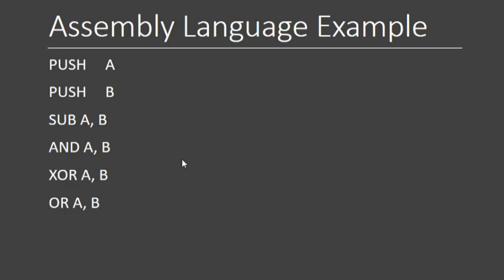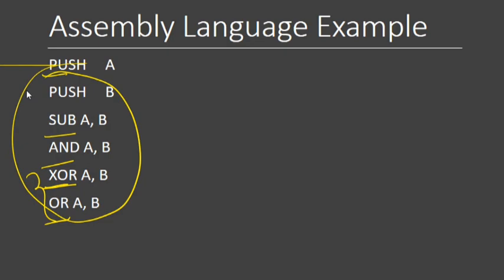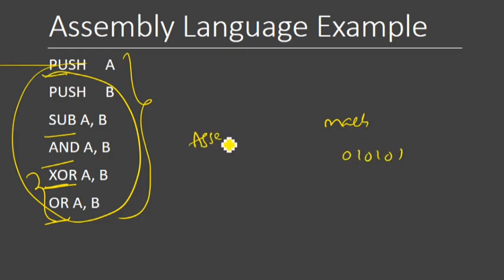So these are some assembly language opcodes: push, subtract, addition, XOR. These are logical operations: XOR gate, OR gate. Like this I can give some opcodes in assembly language. Here these are English letters, and the processor does not understand English letters. We need to convert them into machine code, zeros and ones, by the assembler. The assembler converts assembly code into machine code.